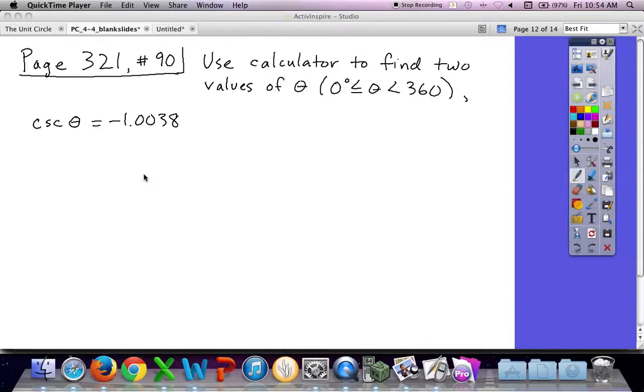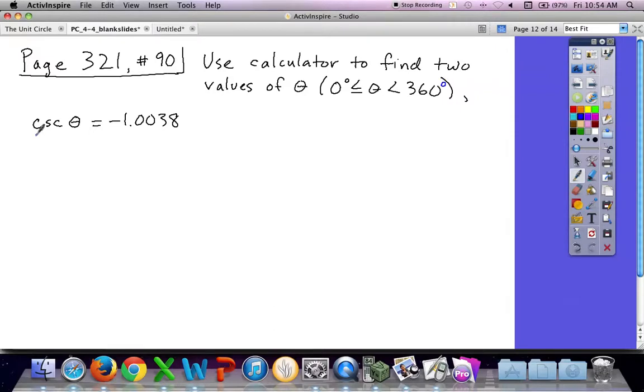Okay, this time we have a cosecant. Cosecant of theta equals negative 1.038. Okay, we don't have a cosecant inverse button on our calculator. What do we need to do so we can deal with this? Change it into, well, you need to change this cosecant into a sine.